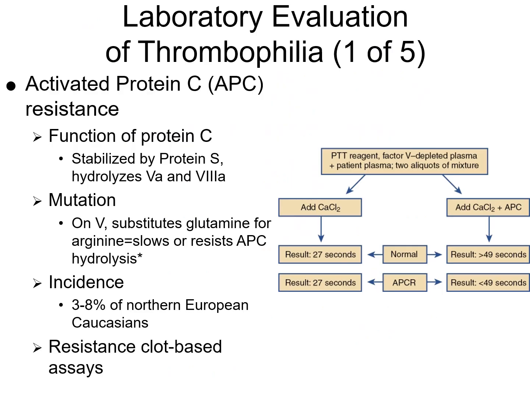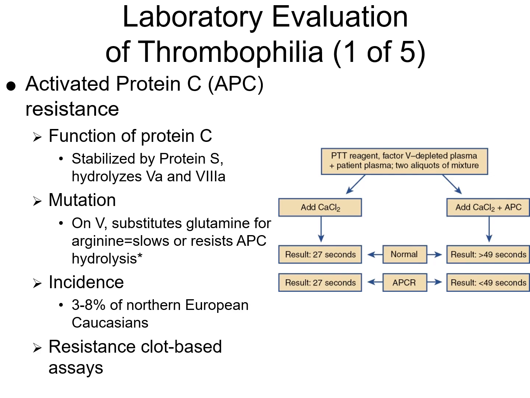For activated protein C resistance, or APC, the function of protein C is a natural anticoagulant that, when it is activated, works together with its cofactor protein S to inactivate clotting factors 5A and 8A by hydrolyzing them. This regulation helps to prevent excessive clot formation.